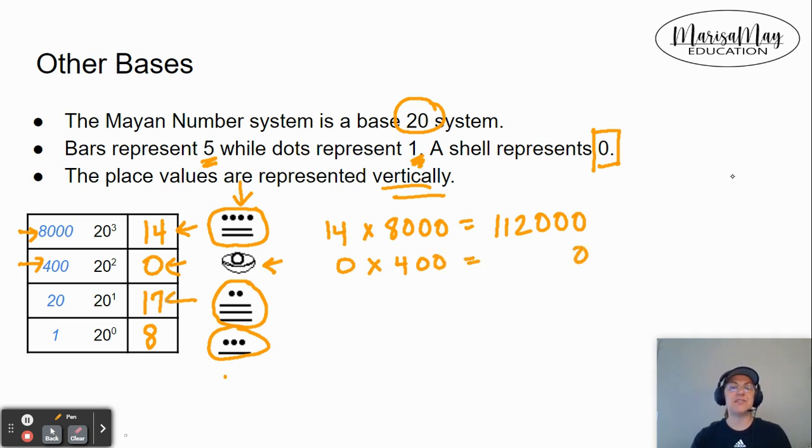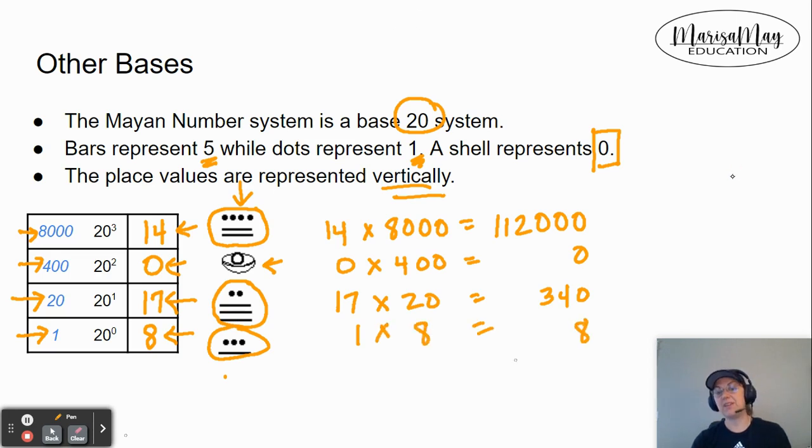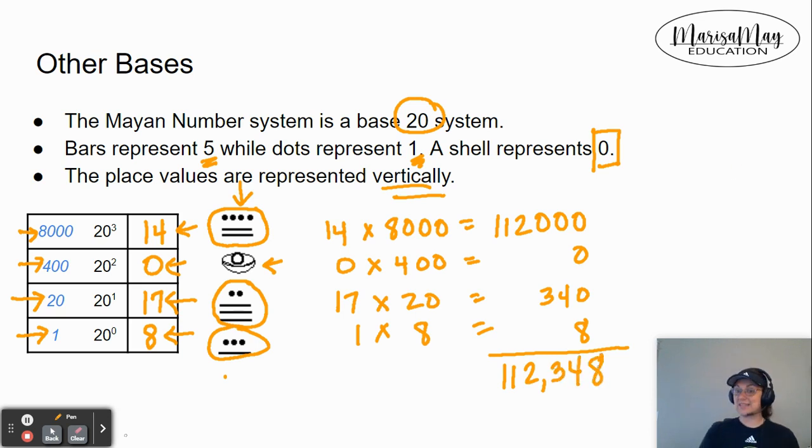Next, we do the digit, which is 17, times the place value, which is 20. So I've got 17 times 20. That will be 340. And then finally, I've got the digit times the place value. So that's 1 times 8. And that gives me 8. Now, if you add all of those together, you'll get 112,348. And that is this number in the base 10 system.